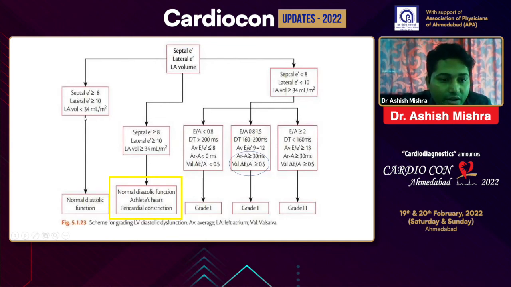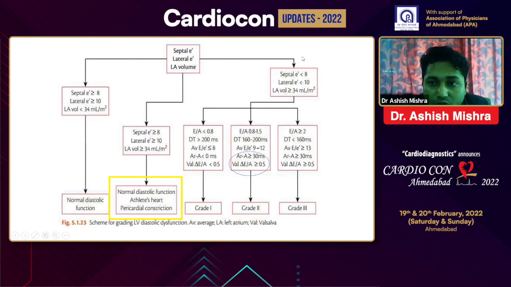We should also keep in mind that a septal E dash velocity more than 8, a lateral E dash velocity more than 10, and an LA volume index less than 34 denote normal diastolic function. But normal septal and lateral E dash with increased LA volume index would also denote normal diastolic function, or the athlete's heart component. And sometimes we have an underlying situation of pericardial constriction.